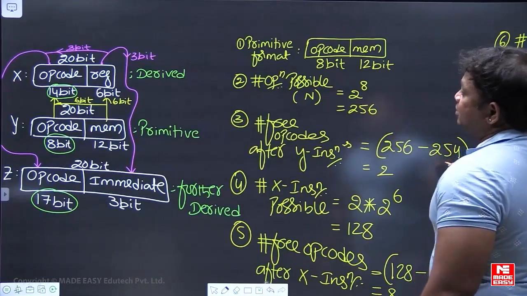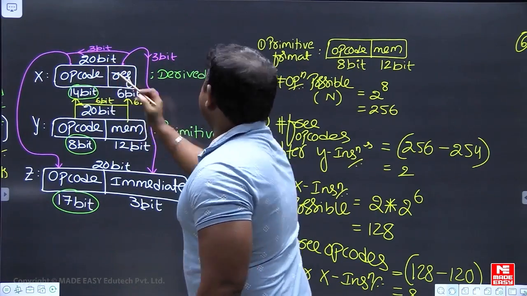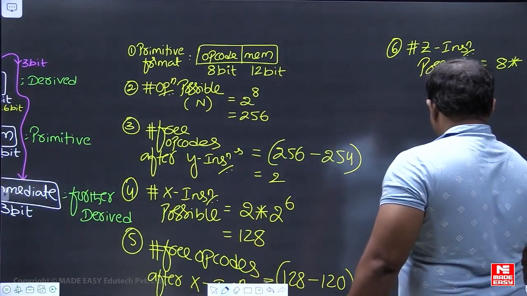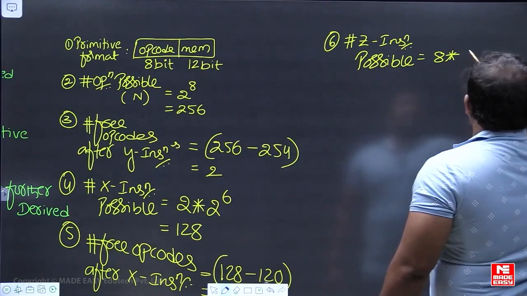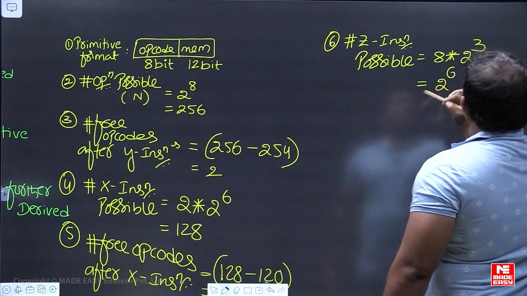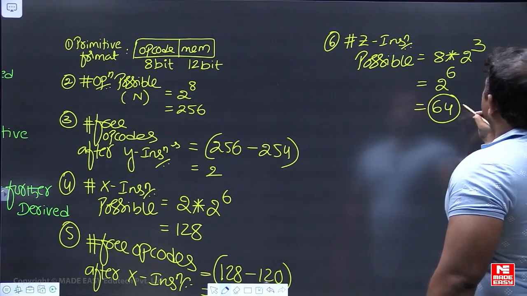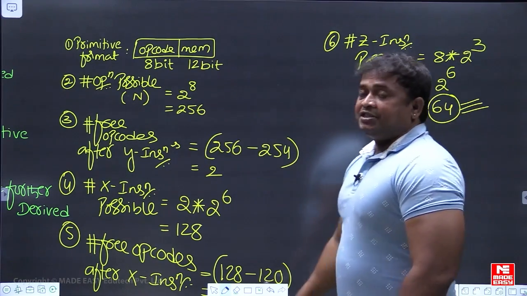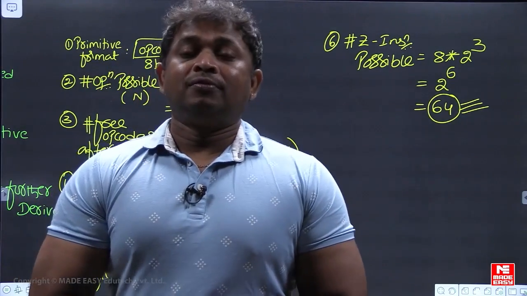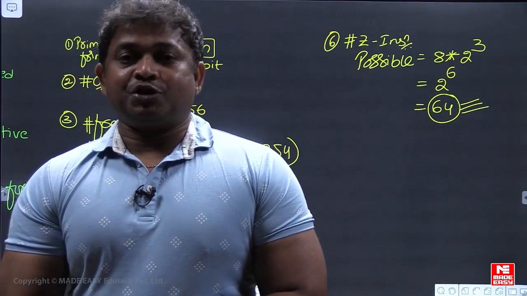in the system is equal to free opcodes, 8, into how many bits are merged? See that, from the X, 3 bits are appended to the opcode, 3 bits, 2 power 3. So that is 2 power 6.